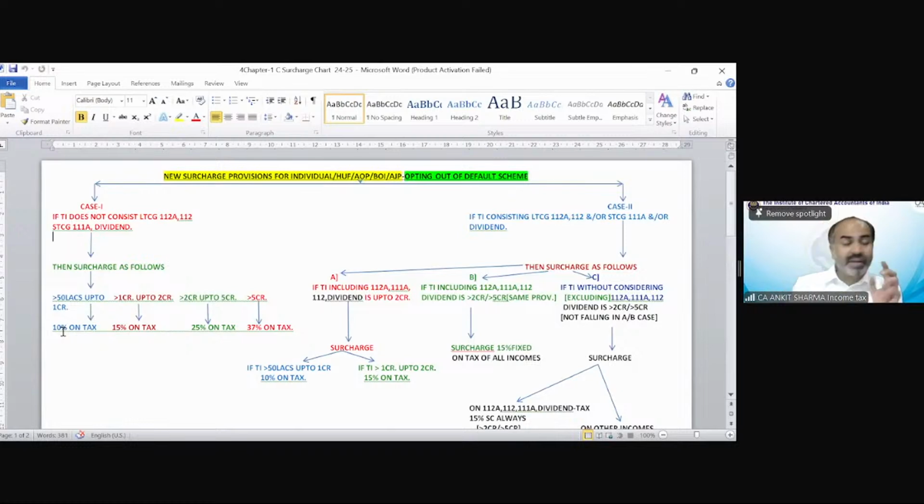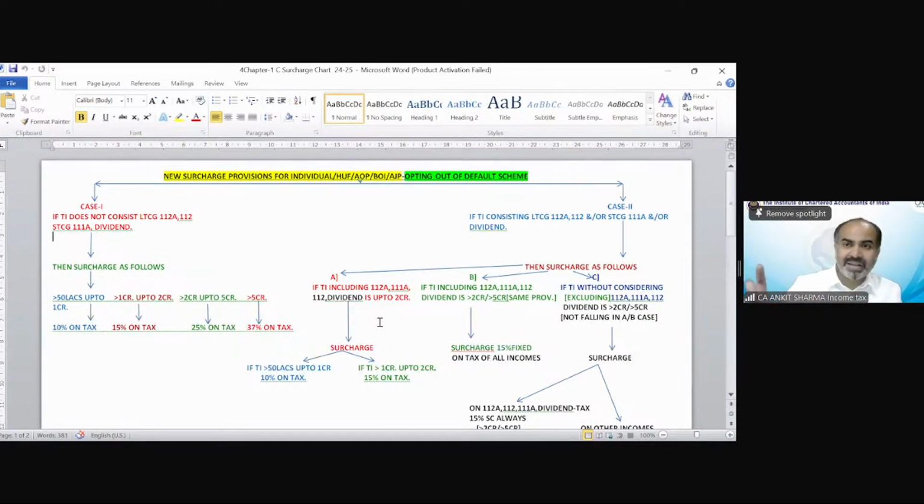So if you are following optional tax regime, then these are the surcharge rates, if you do not have income from 112A, 112, 111A and dividend. Case number 2 is, of course, the opposite of this case. That means if we have income from any of these kinds of income or all of them, then the surcharge provision will change in 3 different scenarios. Scenario 1 talks about if total income including 112A, 111A, 112 and dividend is up to 2 crore.